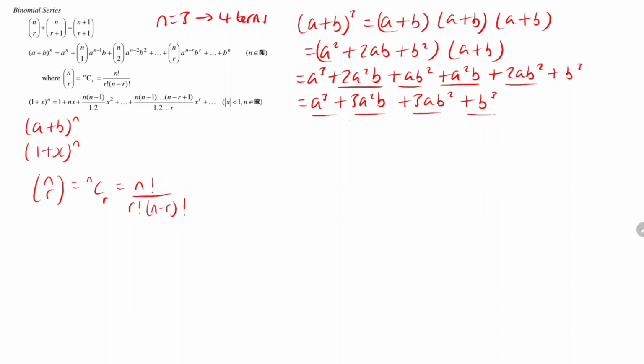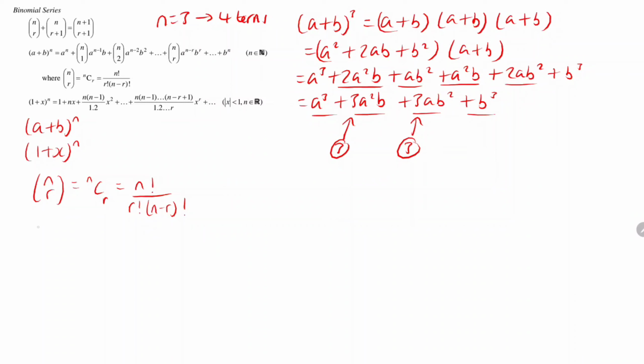Now the coefficients for the second and third term are 3. That means that there were 3 combinations of a squared b when we did this expansion. The bigger the n term, the more combinations there could be of those. So for example, if I raised (a + b) to the power of 4, then I would have more combinations of a squared b, and then my coefficients would be more than 3. Okay.